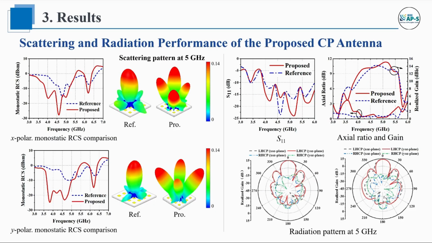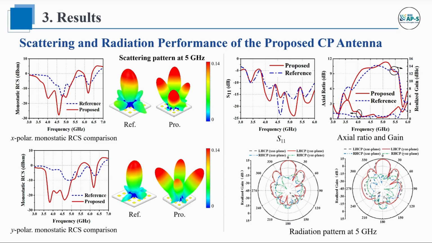The proposed CP antenna array is fabricated and measured. The results show that it has broadband impedance and axial ratio characteristics. Compared with the reference antenna array, the in-band monostatic RCS was significantly reduced at 3 to 5.4 GHz under X and Y polarized incident waves, with a maximum reduction value of 19.2 and 20.18 dB, respectively.